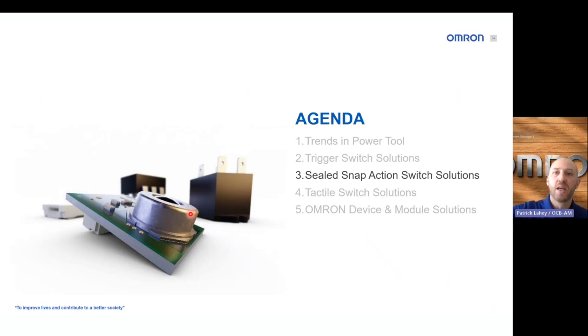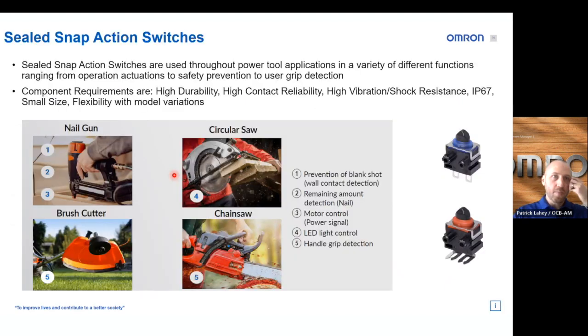Excuse me. So now I will move into the sealed snap action switch solutions. Sealed snap action switches are used throughout power tool applications in a variety of different functions, ranging from operation acquisitions to safety prevention to user grip detection. We see certain requirements for those components as high durability, high contact reliability, very high vibration shock resistance, IP67, small size, and then the flexibility of different model variations.